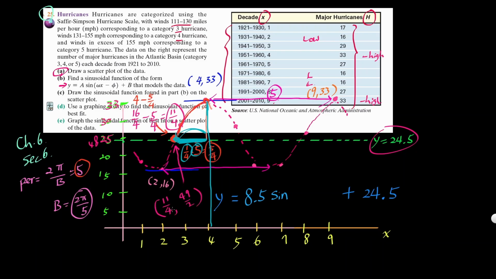Okay, so now we know the phase shift, horizontal shift. It got moved 11 over 4 much, and it went up 49 over 2 much. Okay, let's put everything in it.